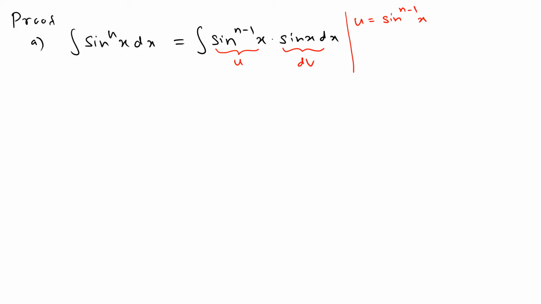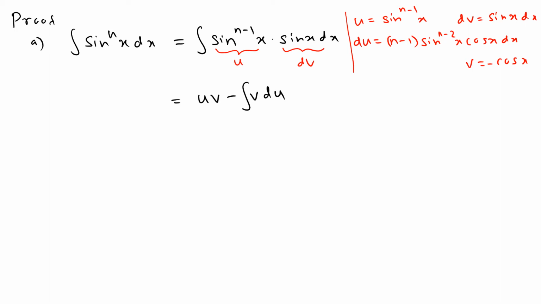So u equals sine^(n-1) x and dv equals sine x dx. Then for du, take the derivative, which is (n-1) sine^(n-2) x, and then the derivative of the sine, which is cosine x dx. And from the other one we say v equals, this is sine, so that means negative cosine x. So that's what you get. Now we're going to plug those four into the formula, which is uv minus the integral of v du.